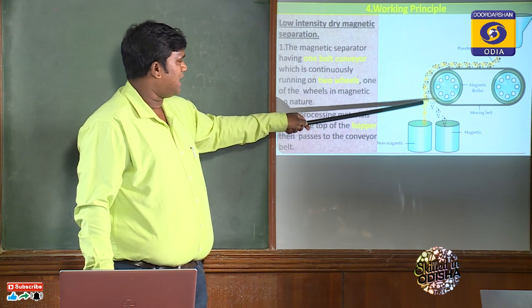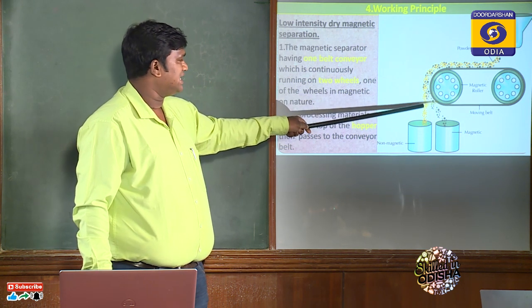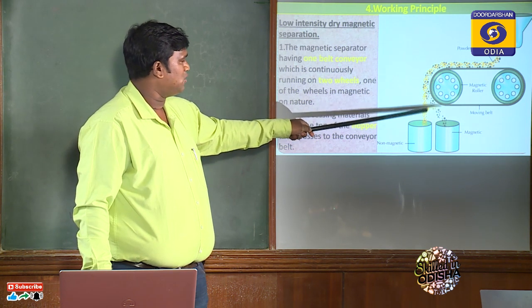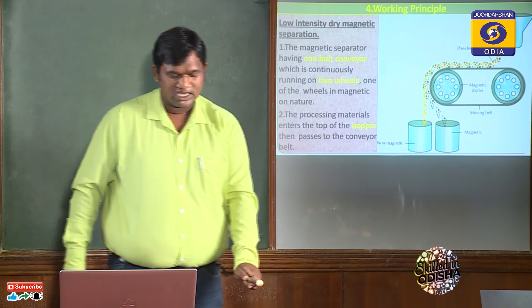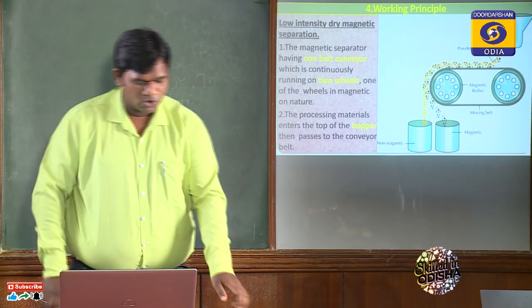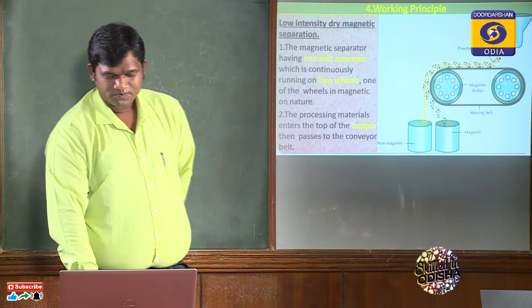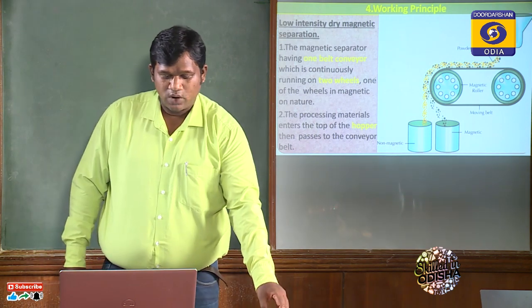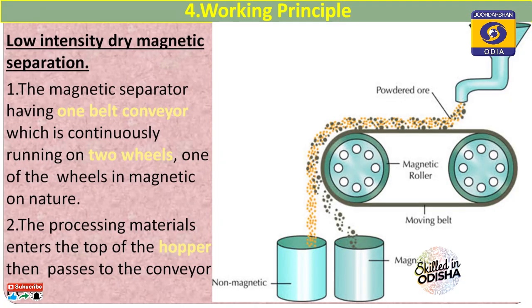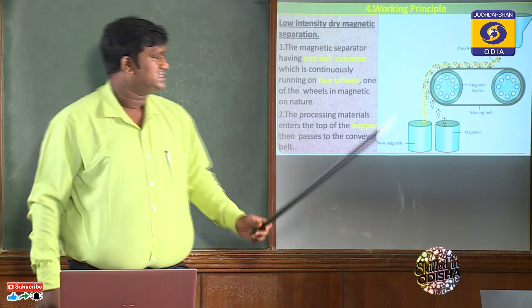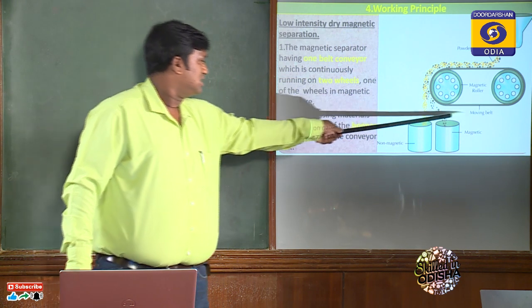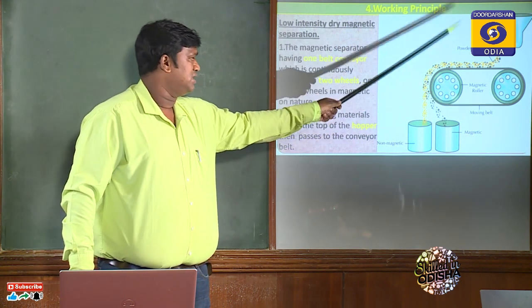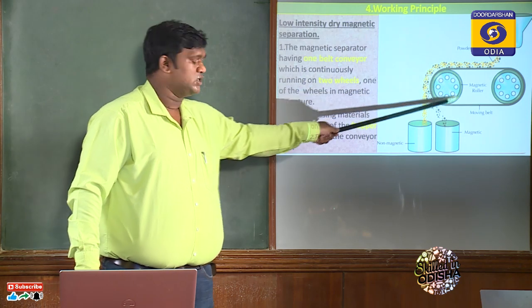The particles which have magnetic properties stick to the roller. When the roller passes, the magnetic intensity is 0. At that point the concentrate is discharged into the magnetic box. So this is the figure where we can particularly know. Let us discuss. First point, the magnetic separator has a belt conveyor which is continuously running on two wheels, one of which is magnetic in nature. Earlier I said that this is a belt conveyor with two rollers mounted, continuously running, and among them one is a magnetic roller.